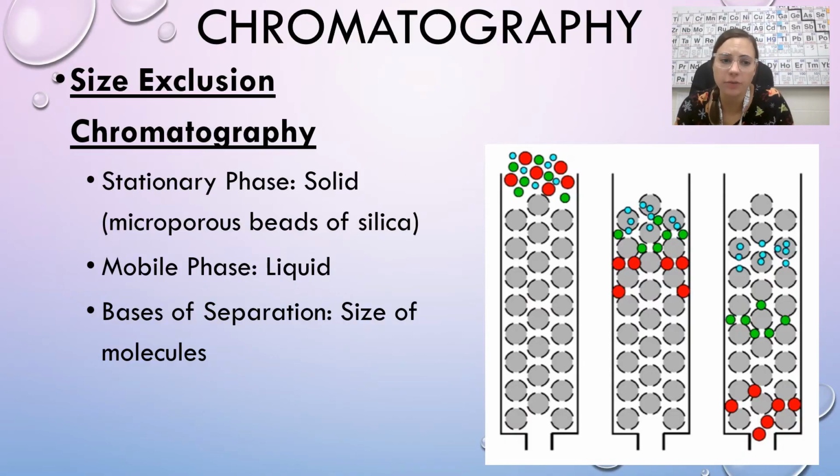Another type of chromatography is size exclusion chromatography. So this looks a little bit like filtration. The stationary phase is a solid. It's usually these like little tiny beads. Mobile phase is again a liquid. And then, of course, the larger molecules are going to travel faster than the smaller molecules because the smaller molecules are going to get stuck, and so it's going to take them longer to travel.